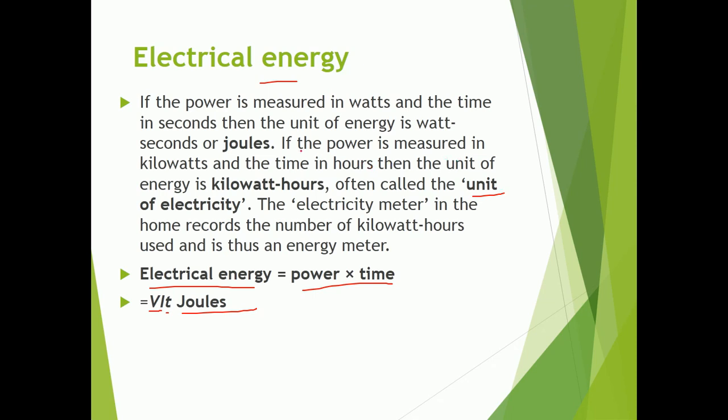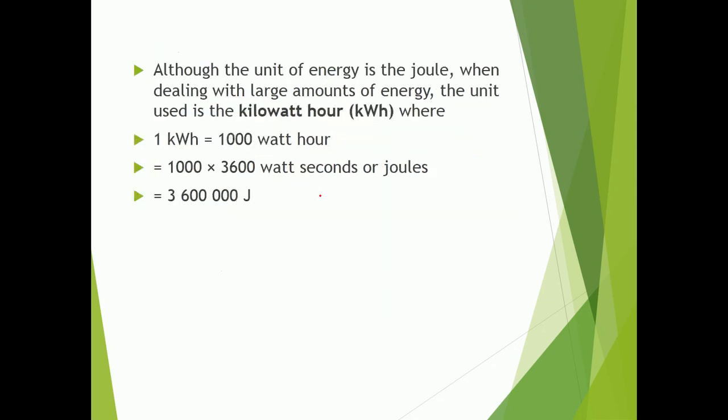So what is a unit? 1 unit is nothing but a kilowatt hour. So let us see what a kilowatt hour is. This is a commercial unit. So 1 kilowatt hour is 1000 watt hour, and 1 hour is equal to 3600 seconds. So it comes out to be 3.6 into 10 raised to the power of 6 joules. So this is a very important formula for calculating numericals or for the objective paper.